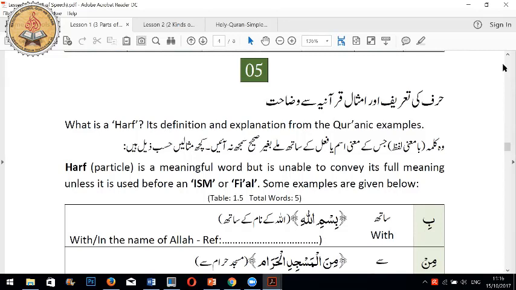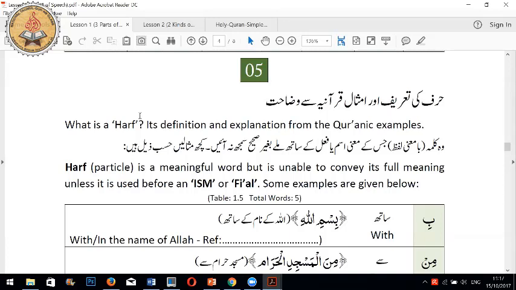What is harf? Its definition and explanation from the Quranic examples. So harf, particle, is a meaningful word, but it is unable to convey its full meaning unless it is used before an ism or fi'l.